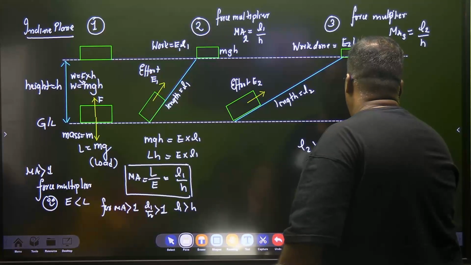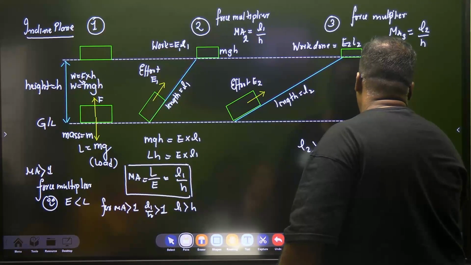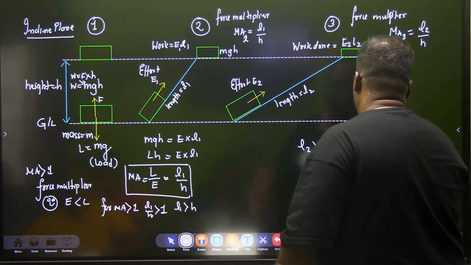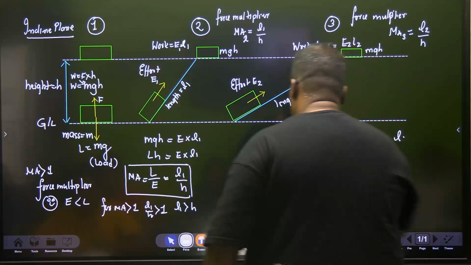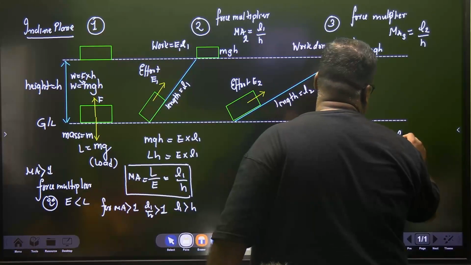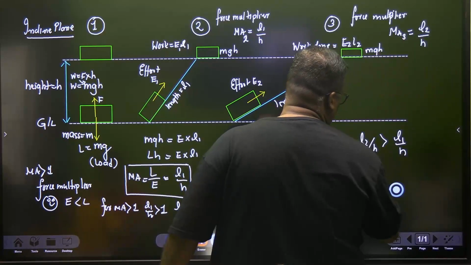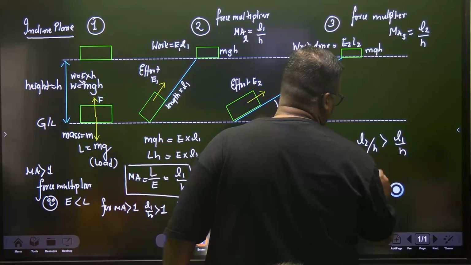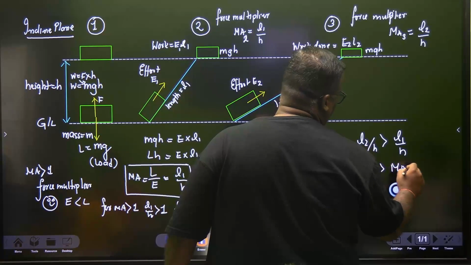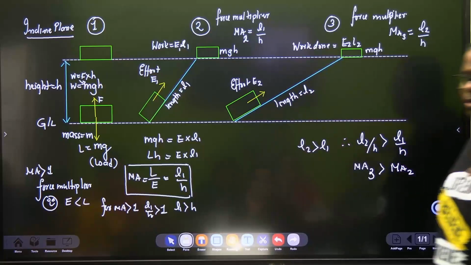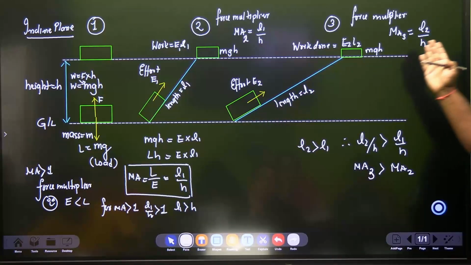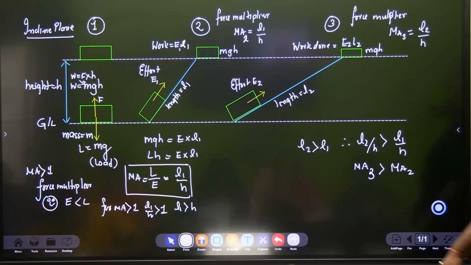Therefore L2 upon H will be greater than, sorry, it's L2 only. So L2 upon H is greater than L1 upon H because they are being divided by the same thing. So you can say that the mechanical advantage in the third case is much greater than the mechanical advantage in the second case, which tells you that if you increase the ramp length, the mechanical advantage improves. Your effort will go on reducing, but the only thing is that you have to travel a greater distance.